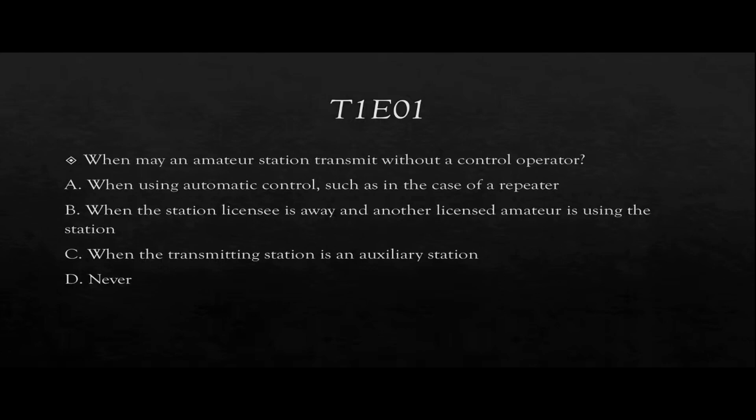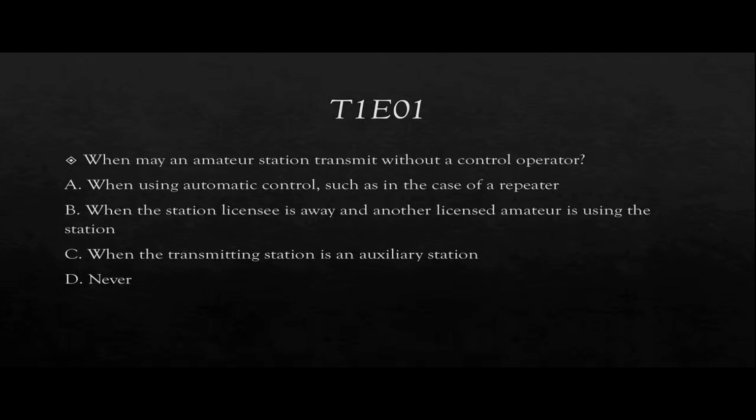So let's go into question 1. When may an amateur station transmit without a control operator? A. When using automatic control, such as the case of a repeater. B. When the station licensee is away and another licensed amateur is using the station. C. When the transmitting station is an auxiliary station. Or D. Never.